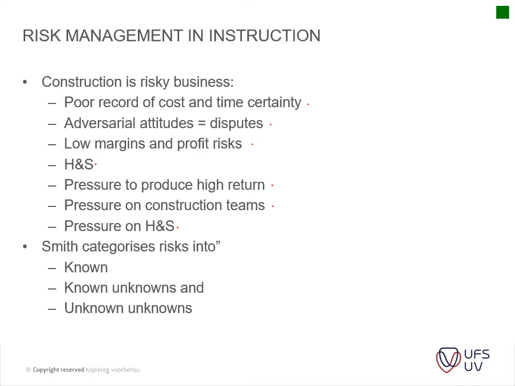Okay, Smith categorizes risks into the following three risks. It's known risks, risks that are an everyday feature of construction. Then there is the known unknowns, risks which can be predicted or foreseen. And then there are the unknown risks, the risks due to events whose cause and effect cannot be predicted. So those are the three risks that he identifies.